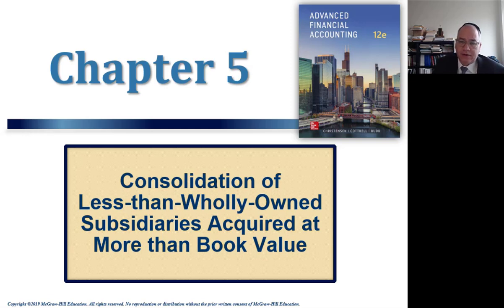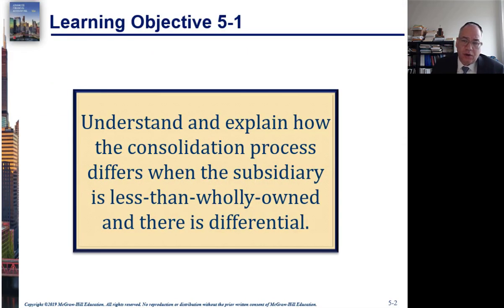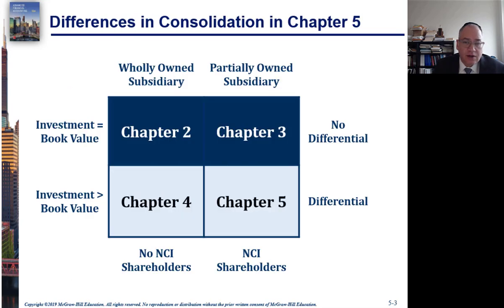This is chapter 5, consolidation of less than wholly owned subsidiaries acquired at more than book value. Learning objective 1 is to understand and explain how the consolidation process differs when the subsidiary is less than wholly owned and there is a differential. So this culminates the first 5 chapters of the book, where we were looking at situations.